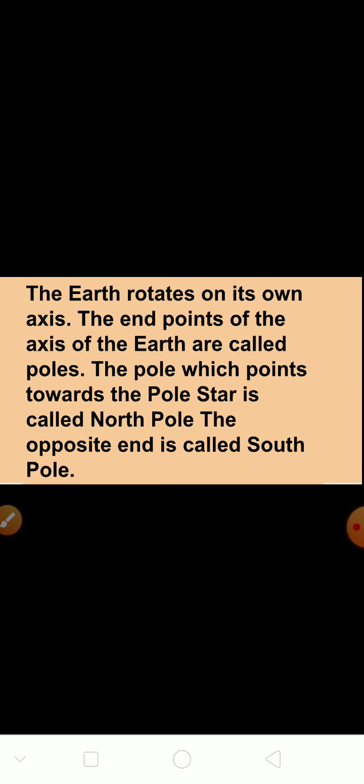The earth rotates on its axis. The end points of the axis of the earth are called poles. The pole which points towards the Pole Star is called the North Pole. The opposite end is called the South Pole.